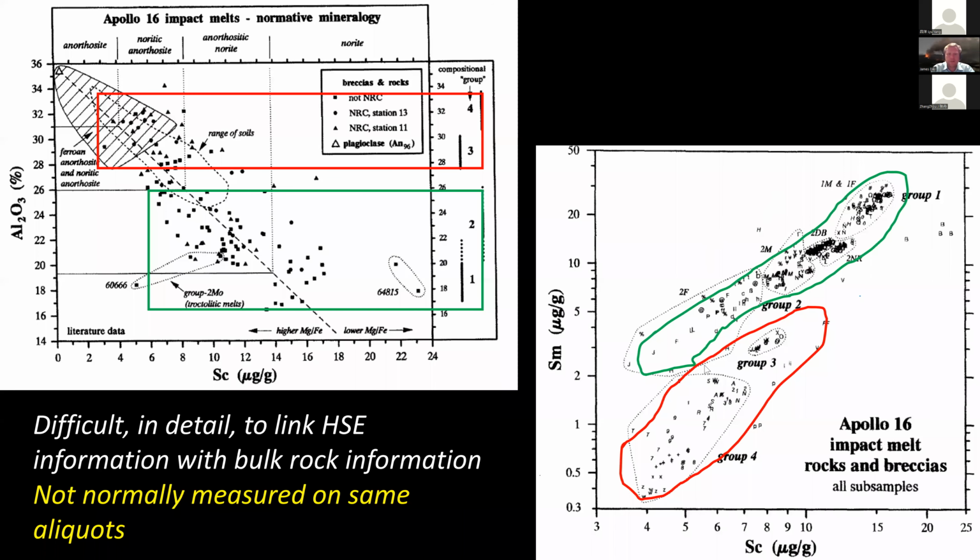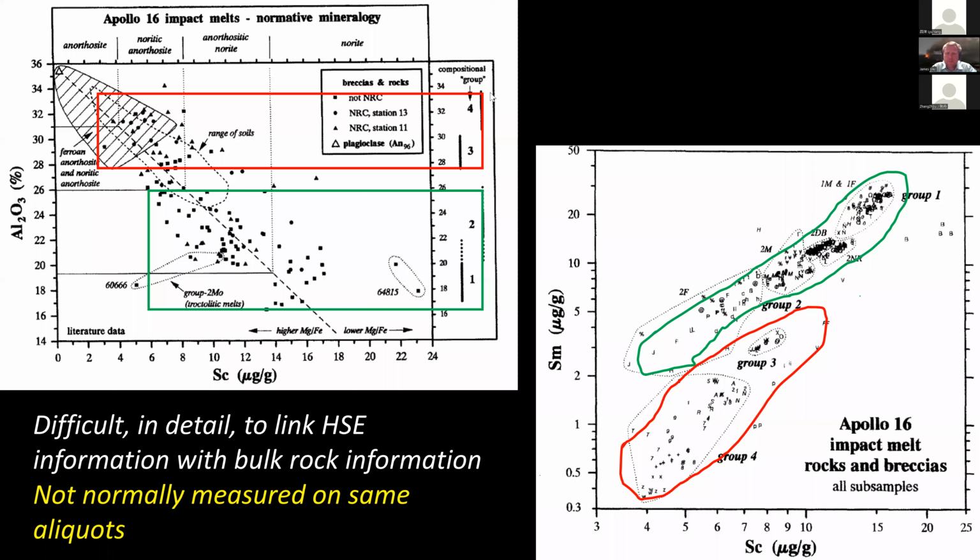I've shown them here in the green and the red, so you can see the distinction between these group 4, group 3 rocks and these group 1, group 2 rocks. The problem is most people don't measure highly siderophile elements on the same aliquots that they measure trace elements on. And so you don't get this breadth of information that is so necessary to tease apart what's going on in these impactites and what they're telling us about impact processes on the moon.